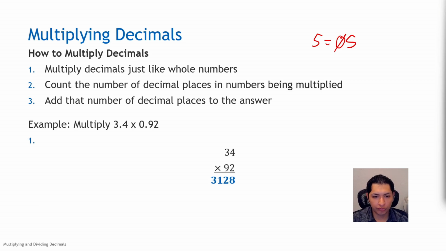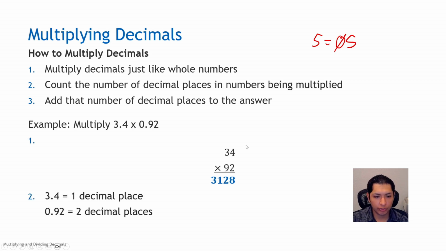So this is 3.4 times 0.92. If we look at 3.4, it is only 1 digit after the decimal place, and 0.92 is 2 digits after the decimal place. So we have 1 decimal place and 2 decimal places respectively. We are going to add that amount of decimal places together, the sum of those, to the answer. So the answer should have 3 decimal places.